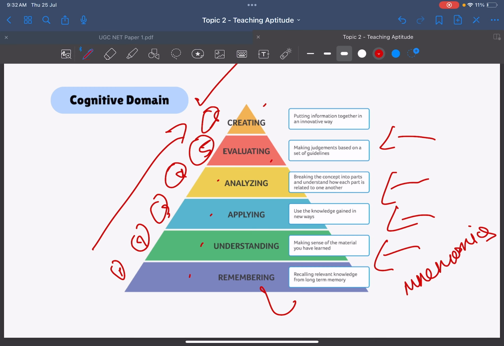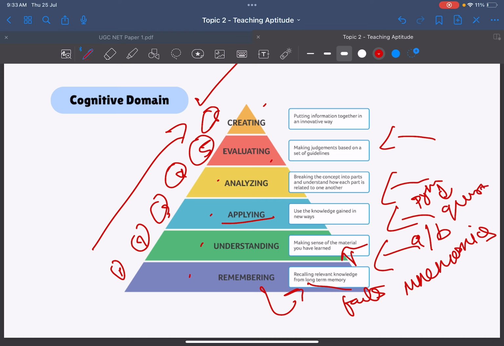And what each of these terms means is pretty easy. It's in the word itself. So even if you do forget the hierarchy, if you remember the meaning of it, then you can easily make sense and know what the correct answer is. Remembering is recalling basic facts and figures from long term memory. Understanding means making sense of the material you've learned. For example, you're able to differentiate between A and B, positive and negative example. Applying means, let's say you learn about the Pythagoras theorem, now you're able to apply it in a particular question.